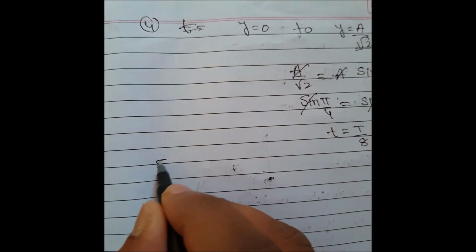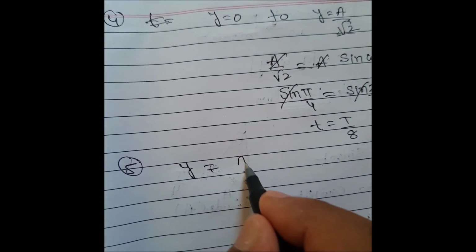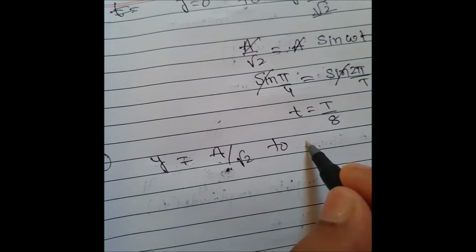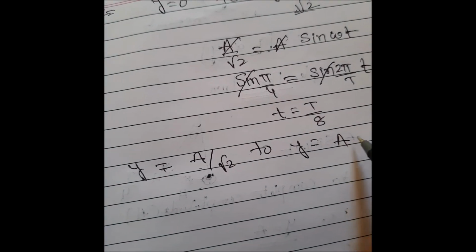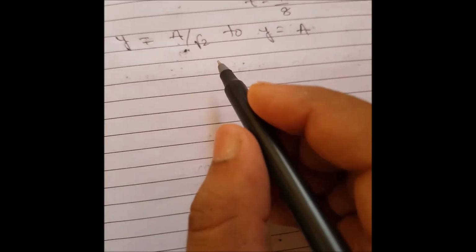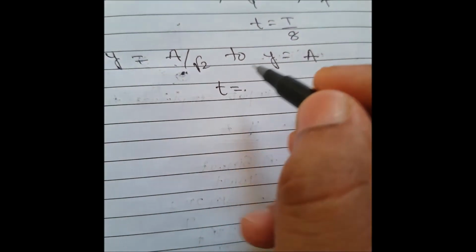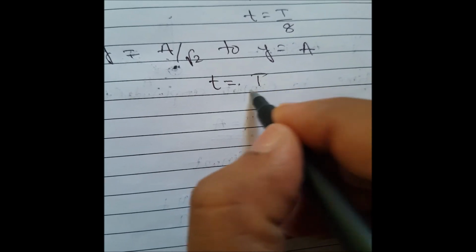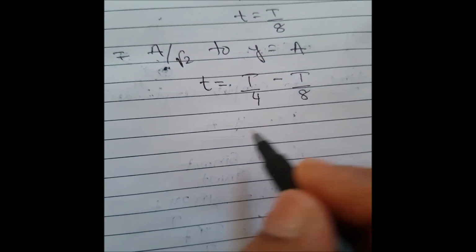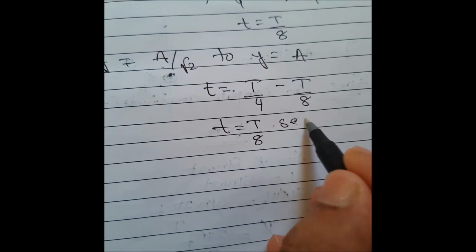Now you can try to calculate the time required to travel from a by root 2 to a distance. Try this, my dear students. I hope you have done it. See, the time from 0 to a is T by 4 and 0 to a by root 2 is T by 8. So the time becomes T by 8 seconds.